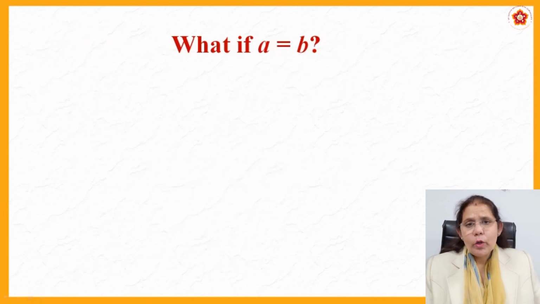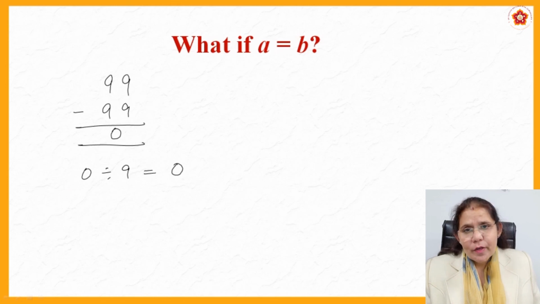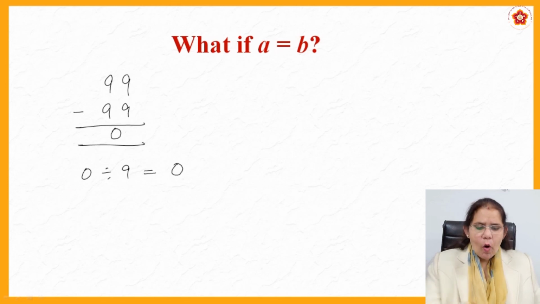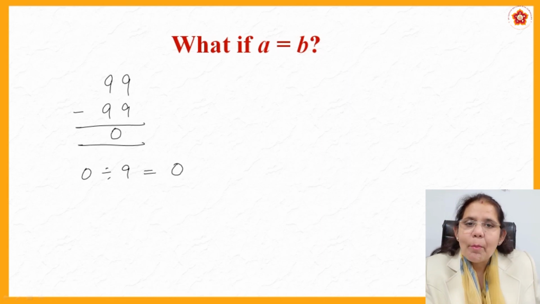And what if A is equal to B? Let me take one number, say 99. You reverse the digits, what does it become? Again 99. We subtract them, what do we get? 0. You divide 0 by 9, what will be the answer? 0. Quotient will also be 0. Remainder will also be 0. So in all the three cases, whether A is greater than B, A is less than B, or A is equal to B, this trick is applicable.